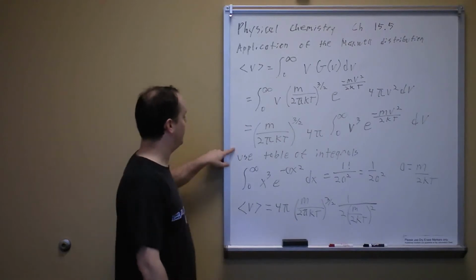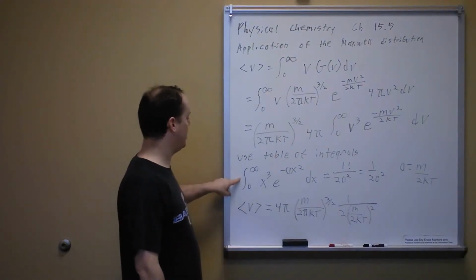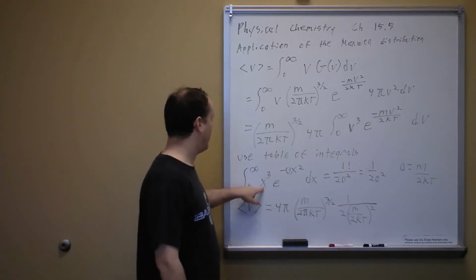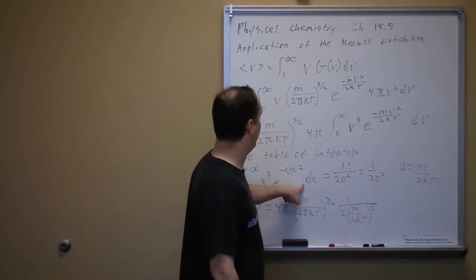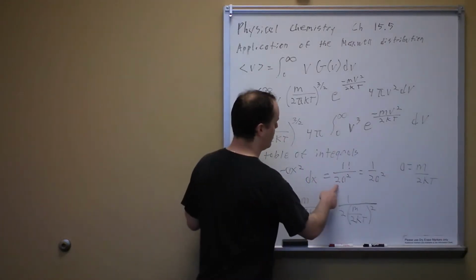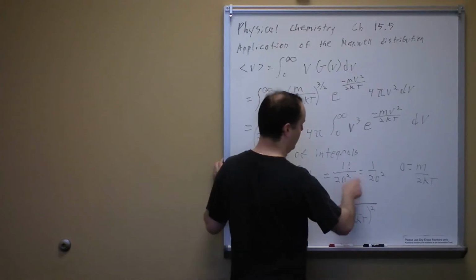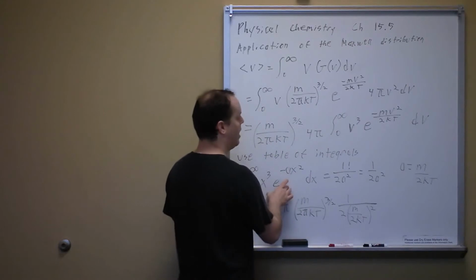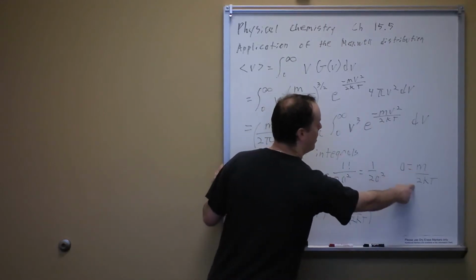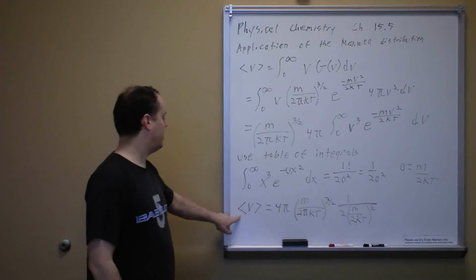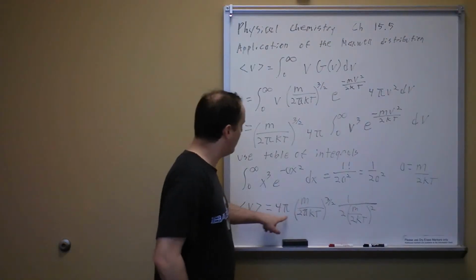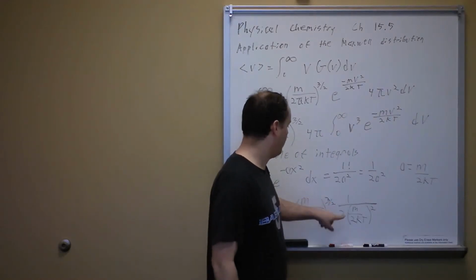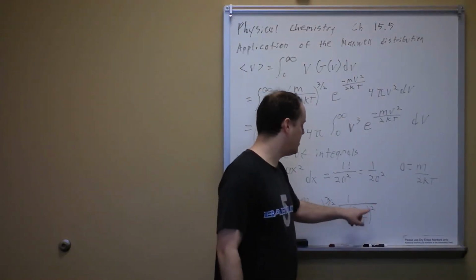Now to evaluate that, you're going to have to use a table of integrals. And in the table of integrals, it looks like this. The definite integral from 0 to infinity of x cubed e to the minus a x squared dx is equal to 1 factorial over 2a squared, or just simplified to 1 over 2a squared. Obviously, to get this to match that, we substituted a is equal to m over 2kT. So that tells us that the average speed is equal to 4 pi times m over 2 pi kT to the 3/2 times 1 over 2 times m over 2kT squared.